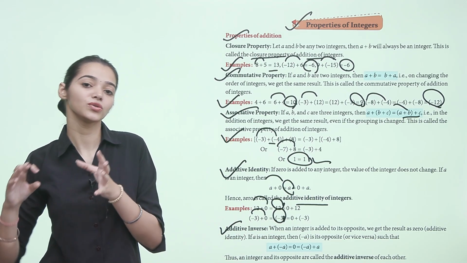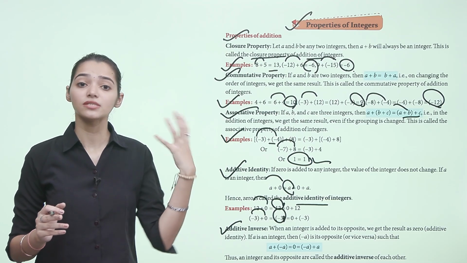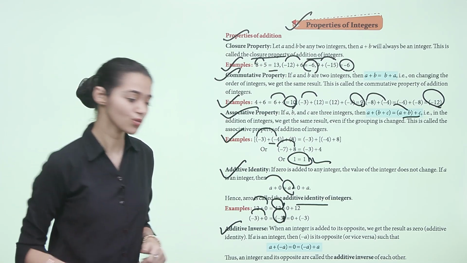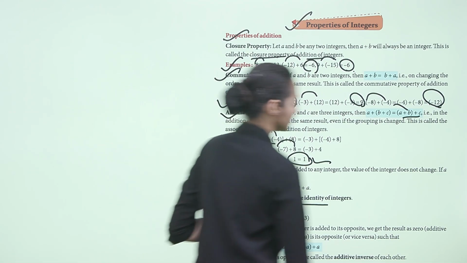Now let's look at the additive inverse. When an integer is added to its opposite, we get 0. That means if a is our integer and minus a is its opposite, what will we get? We will get 0 as our answer.